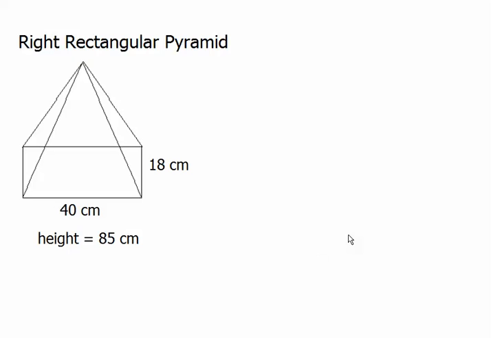Welcome to this tutorial involving pyramids and finding their surface areas and volumes. We have a right rectangular pyramid pictured on the screen. The right portion of the name means that the center of the base of the pyramid falls directly below the point of the pyramid. Keeping that in mind, we're able to find both the surface area and the volume.